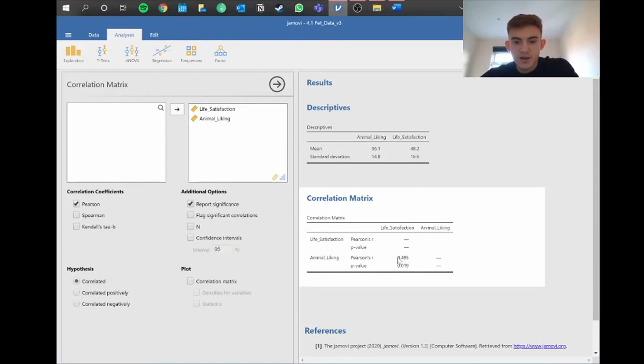So our Pearson's r is here, basically as our effect size, and this value tells us two things. If the relationship is positive, meaning that if life satisfaction increases, animal liking increases.